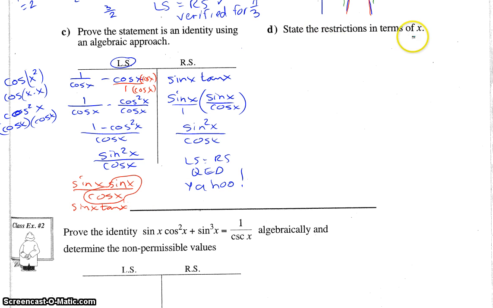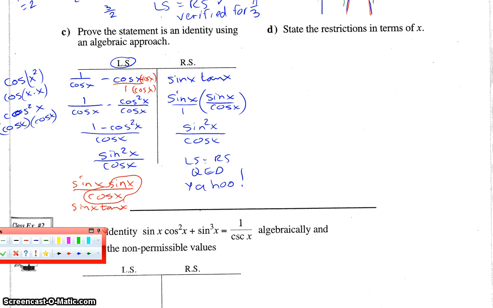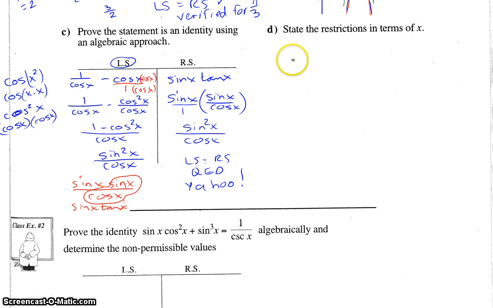State the restrictions in terms of x. So we need to do our non-permissible values on this one. Take a look at your identity. We have 1 over cos x minus cos x, and then sine x tan x. Let's do the obvious ones where there's dividing going on. See how we have cos x on the bottom? That tells us we need to write that cos x can't equal 0, otherwise you'd be dividing by 0.